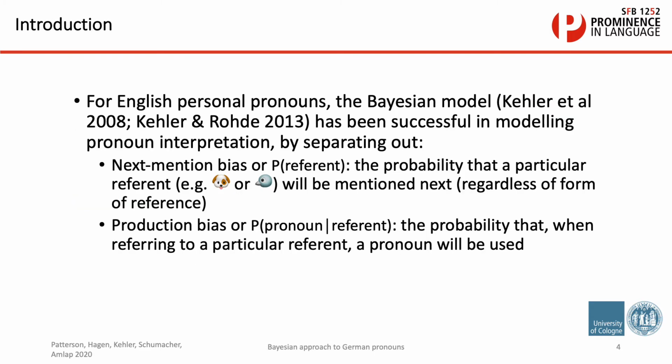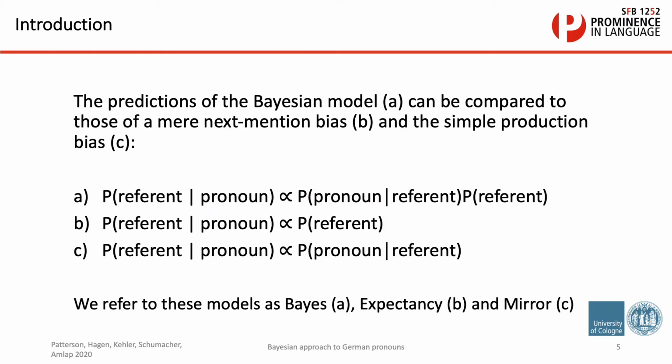For English pronouns, the Bayesian model developed by Keeler and Roeder has been successful in modelling pronoun interpretation by separating out the next mention bias from the production bias. We can compare the predictions of a Bayesian model, which is illustrated in A, to those of a mere next mention bias, illustrated in B, which we call the expectancy model, and also a simple production bias, which is illustrated in C, and we call this the mirror model.